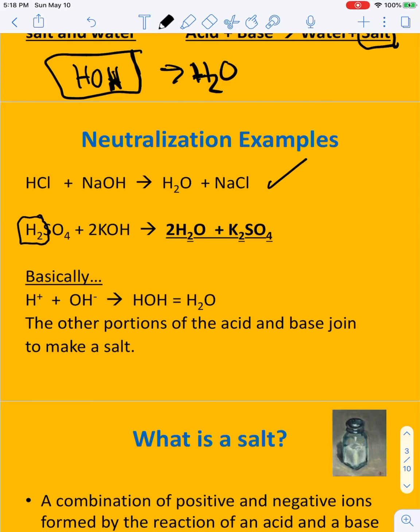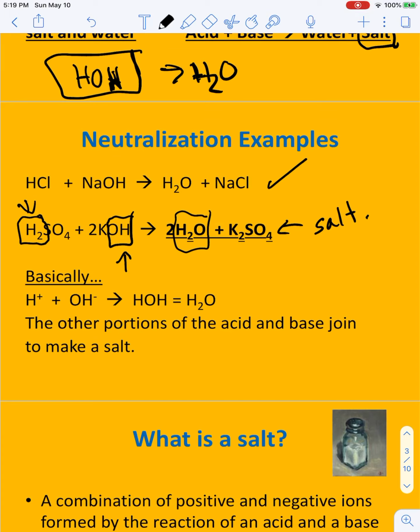And then potassium hydroxide, that tells us that's a base. The hydroxide tells us we have a base. And when we combine that, the hydroxide and the hydrogen will combine to form water. And we end up with potassium sulfate, which is the cation and the anion combined. And so in this case, this is called a salt.